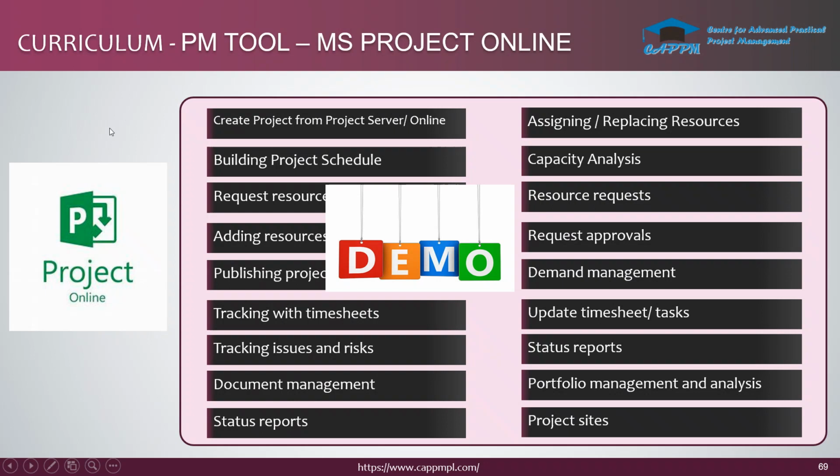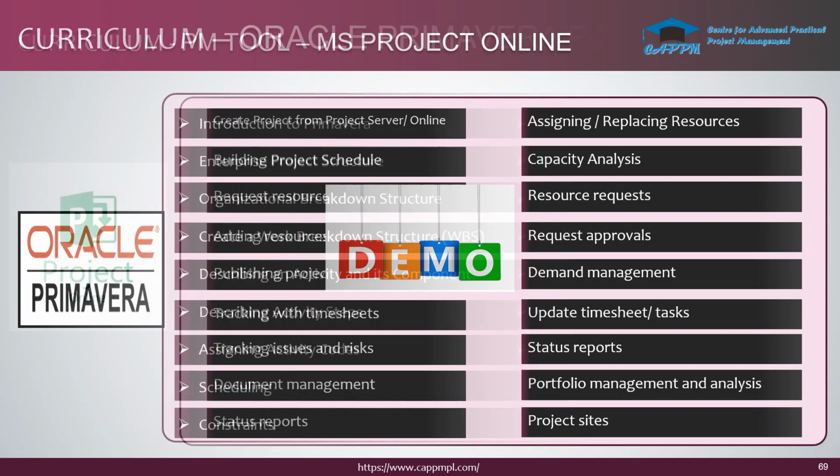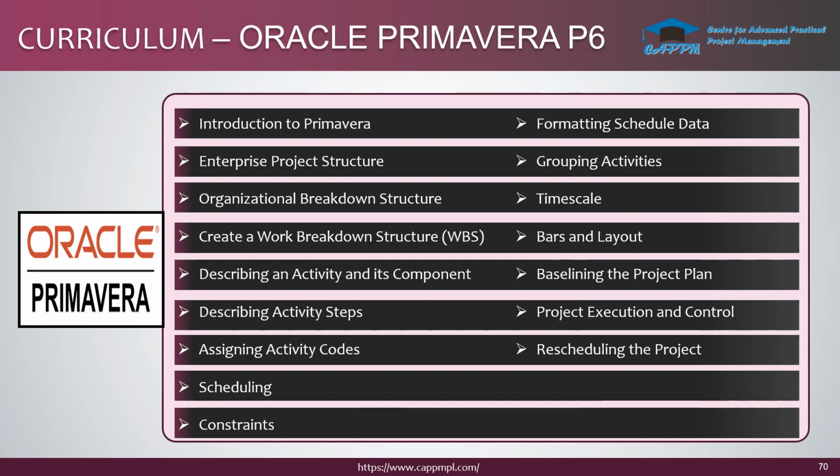Here we have our curriculum for Microsoft Project Online, which includes how to build the project schedule, how to work with resource management, how to do tracking with the timesheet or update your task, capacity analysis, demand management, status reports and portfolio management also. We have the curriculum for Oracle Primavera P6 Professional. With this we can learn how to create your EPS, OBS, the work breakdown structure, and scheduling, resources, and baselines also.